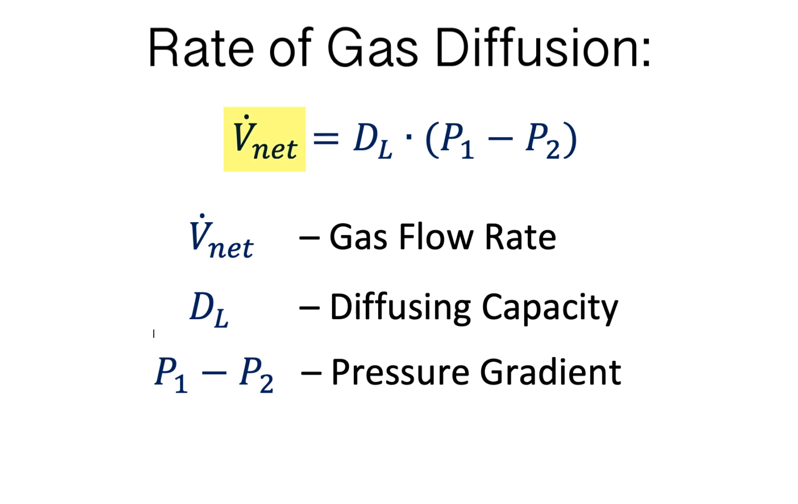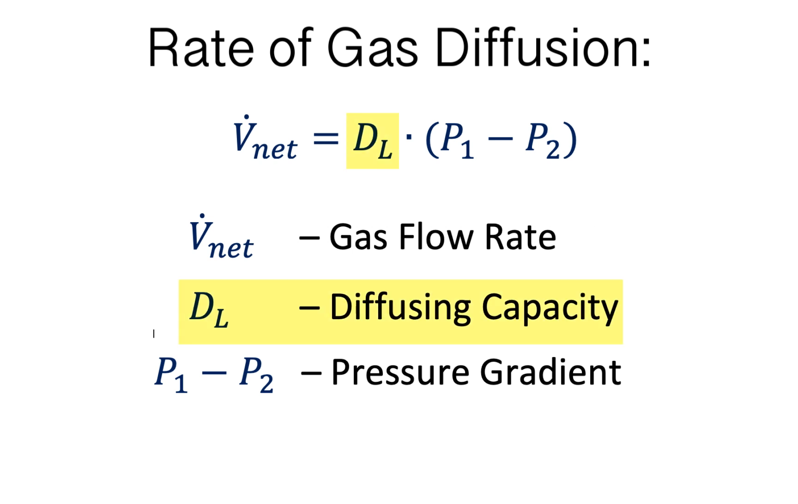The fact that the flow rate of the diffusible gases is proportional to the partial pressure gradient should make sense to you, because the partial pressure gradient essentially determines the concentration gradient between these two compartments. The larger the concentration gradient, the greater the rate of gas diffusion between the two compartments.